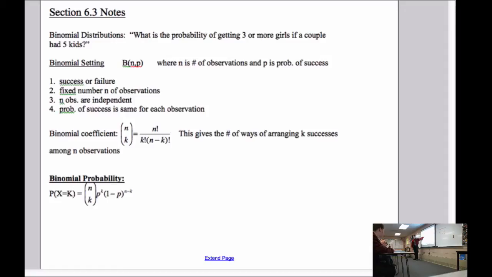Was there a fixed number of observations? How many questions did you have on the quiz? 5. So there was a set number. Were they independent? What you got on number 1, would it affect what you got on number 2? No. So they're independent observations. And the probability of success is the same. Did I have 5 multiple choice options for each one? Yes. So that's why you can use 0.2 for each one. Those 4 rules have to be true.